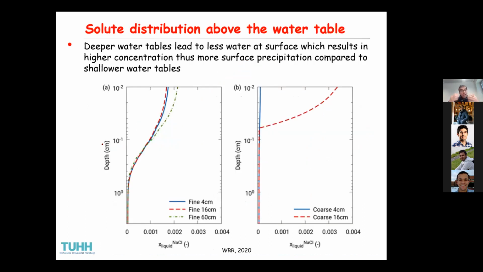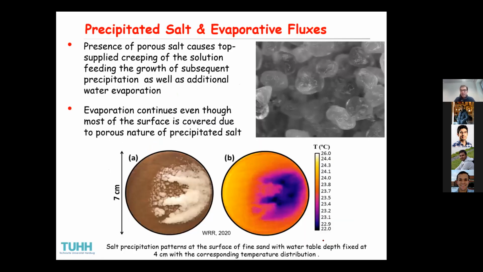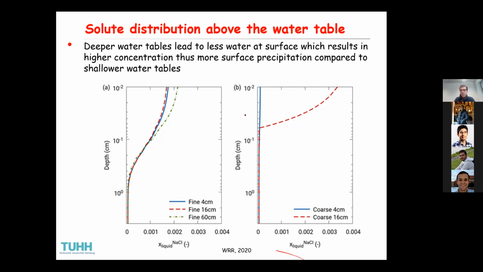Of course, here I was speculating. I was saying you have more concentration in the case of coarse material, therefore you have earlier precipitation. We didn't have a sensor to measure the concentration throughout our column. So our colleagues, Rainer Helmig and co-workers in Stuttgart, did this simulation for us, where you see the distribution of the ions at different depths below the surface. Let's focus on the coarse textured material, 4 centimeter and 16 centimeter. In the case of 16 centimeter, we have higher concentration compared to the 4 centimeter water table depth.